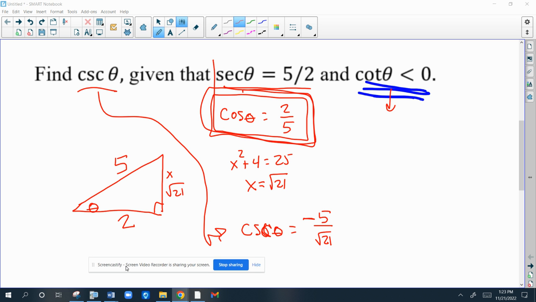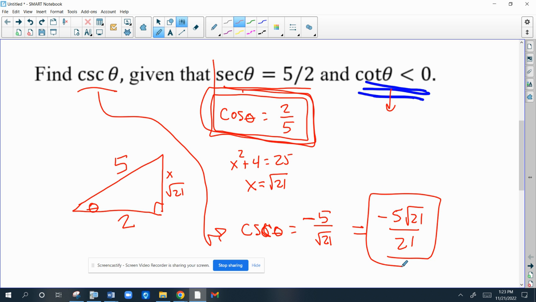I hope you followed that. It's pretty simple. I'm going to rationalize the bottom, and that's going to be my final answer. And that's it.